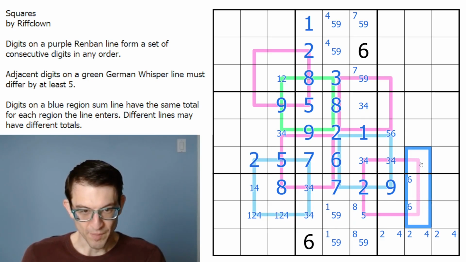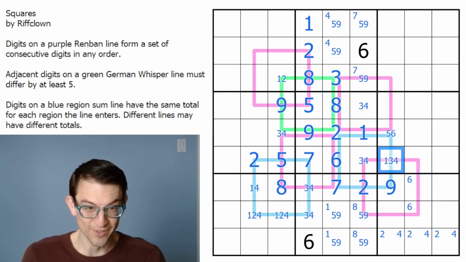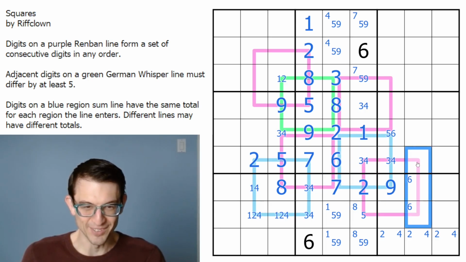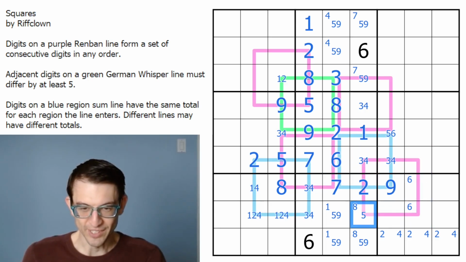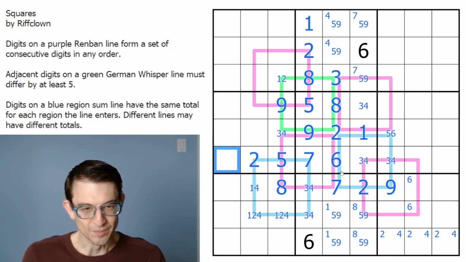So what am I missing on this Renban? I'm missing 5, 6, 7, 8. 2, 3, 4, 5, 6, 7, 8. Oh, no, sorry. This is 9. Wow. I thought this 9 was on the Renban, but it's just inside the Renban, so it is not on the Renban. So this actually can be 9. I'm glad I caught that before either I broke the puzzle or accidentally solved it with a bad deduction.